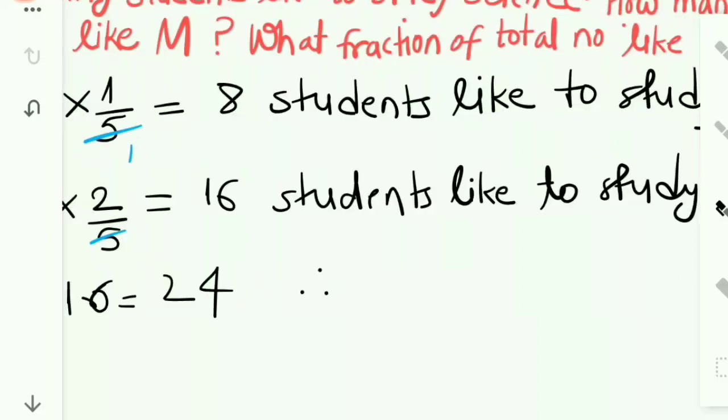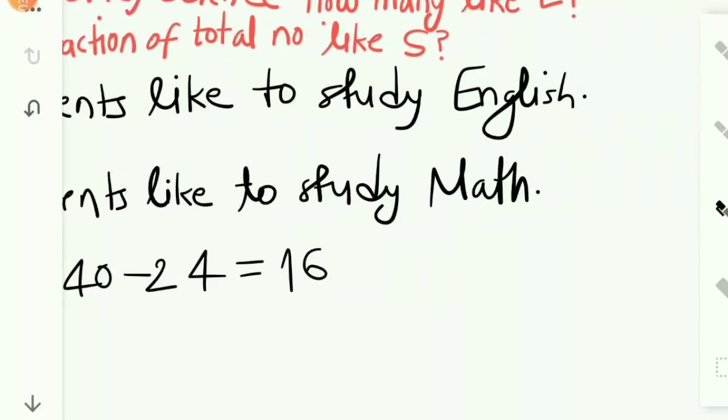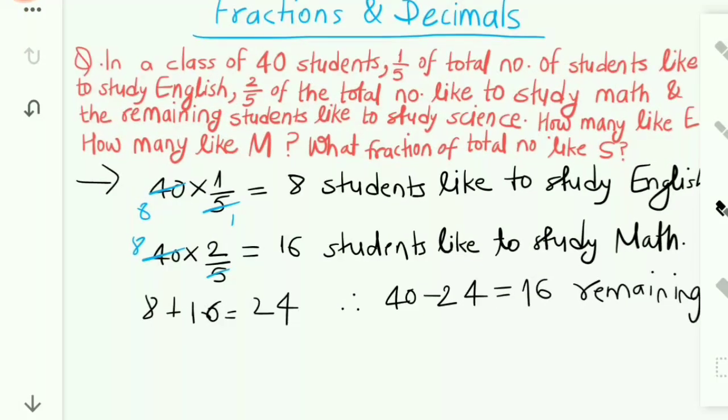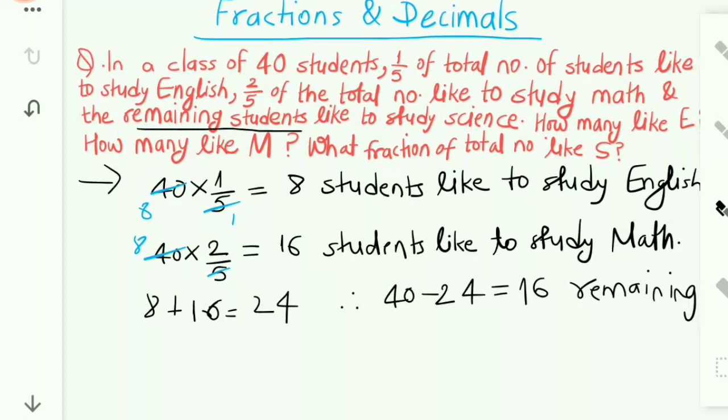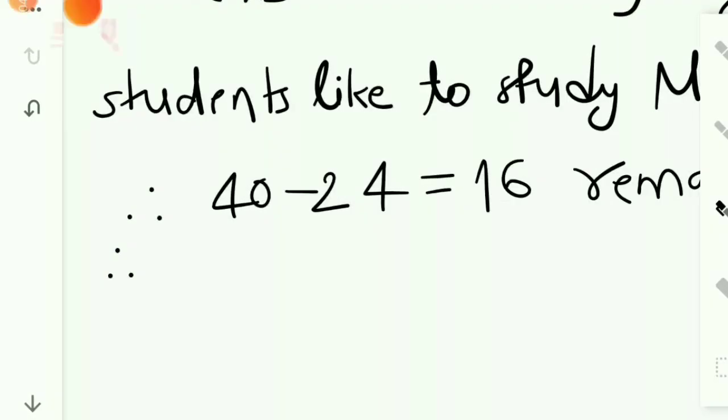Therefore, 40 minus 24 equal to how much? 16 students are remaining, right? Remaining. And what is written? Remaining students like to study science. Therefore, 16 students like to study science.